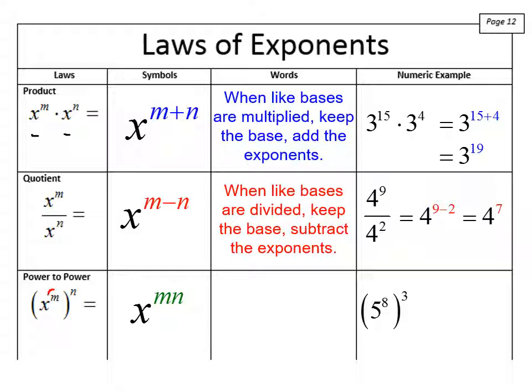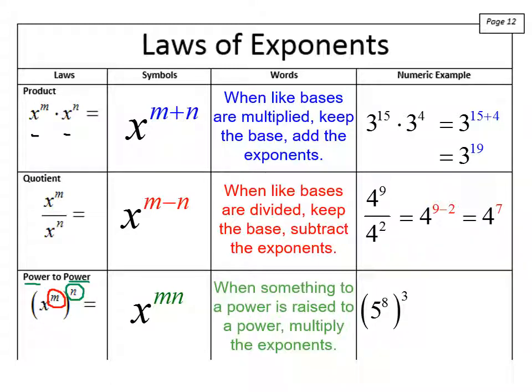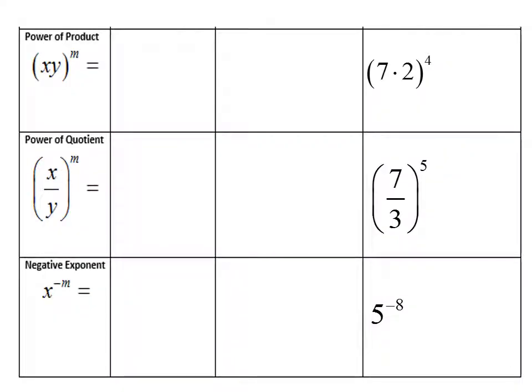Anytime we have power to a power, pay particular attention to the power on the inside and multiply it by the power on the outside. Power to a power. So when something to a power is raised to a power, just multiply the exponents. So 5 to the 8th raised to the 3rd is 5 raised to the 8 times 3, which is 5 to the 24.